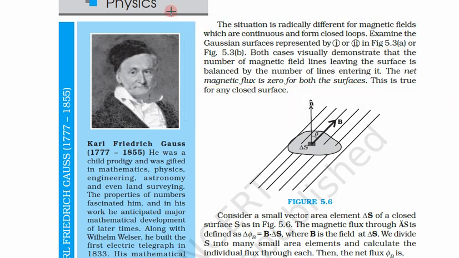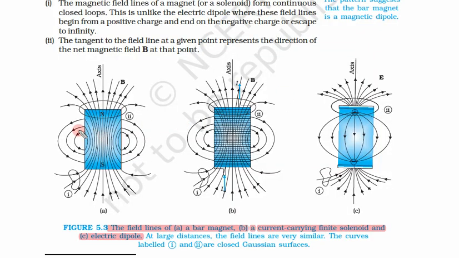So let us go again to figure 5.3a. So here we are at figure 5.3a. Let us take these two areas. This is area 1, this closed loop 1. The number of field lines entering is equal to the number of field lines leaving this surface. Again if you see here, the number of field lines entering and the number of field lines going out are equal.